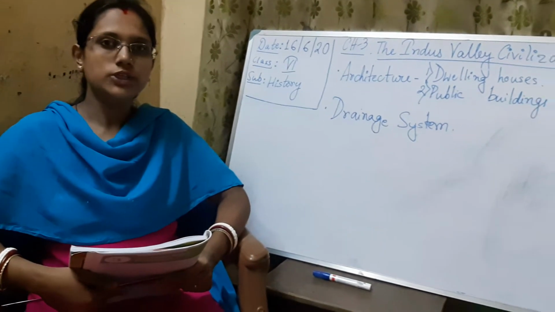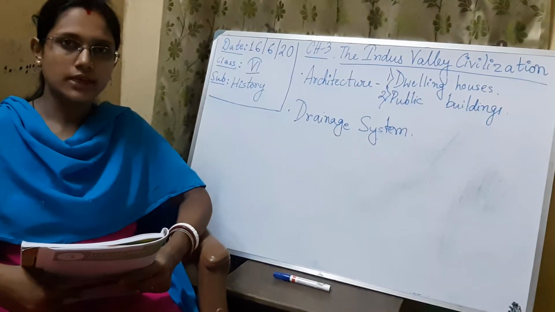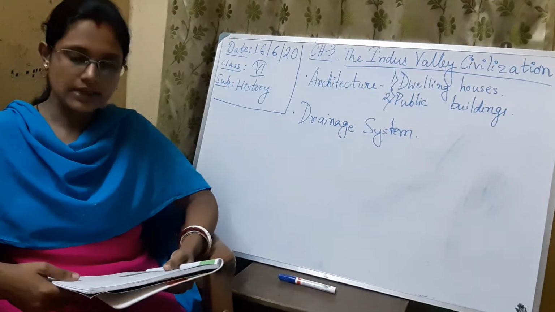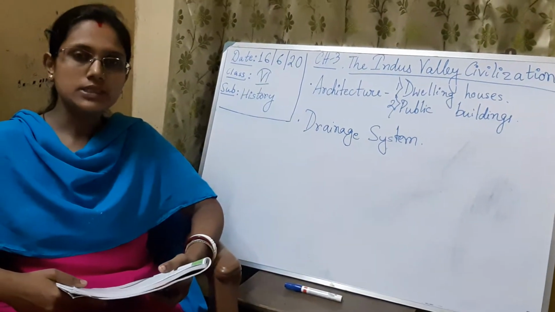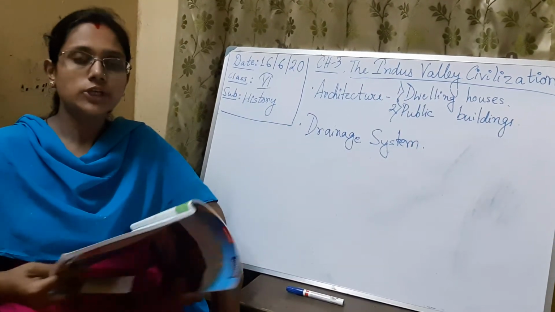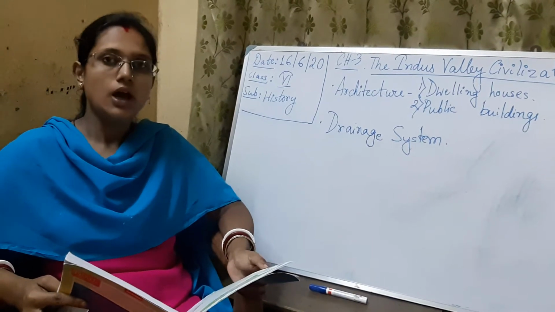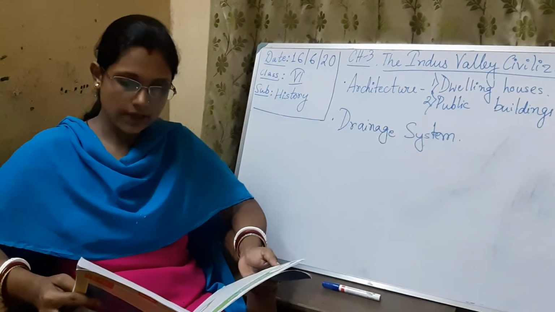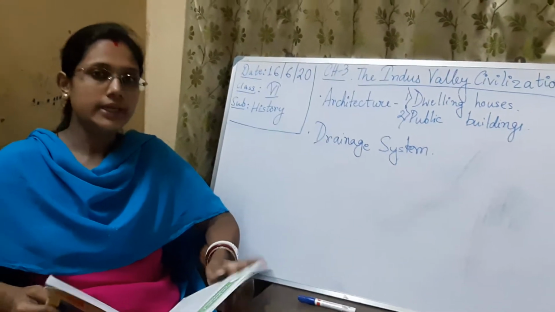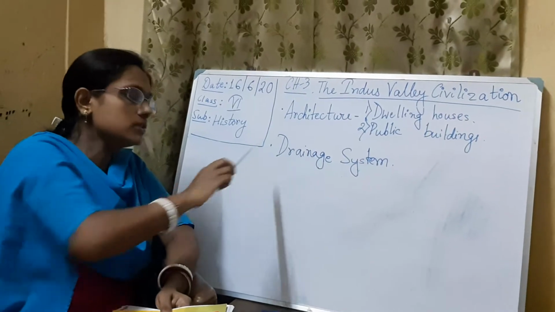Today I am going to teach you chapter number 3, that is the Indus Valley Civilization. All of you take out your book, page number 27. In my previous class I have explained to you about the location of the Indus Valley Civilization, the origin and the main characteristics. I have dealt with only the town planning. Today I am going to deal with these two topics, that is architecture and drainage system.